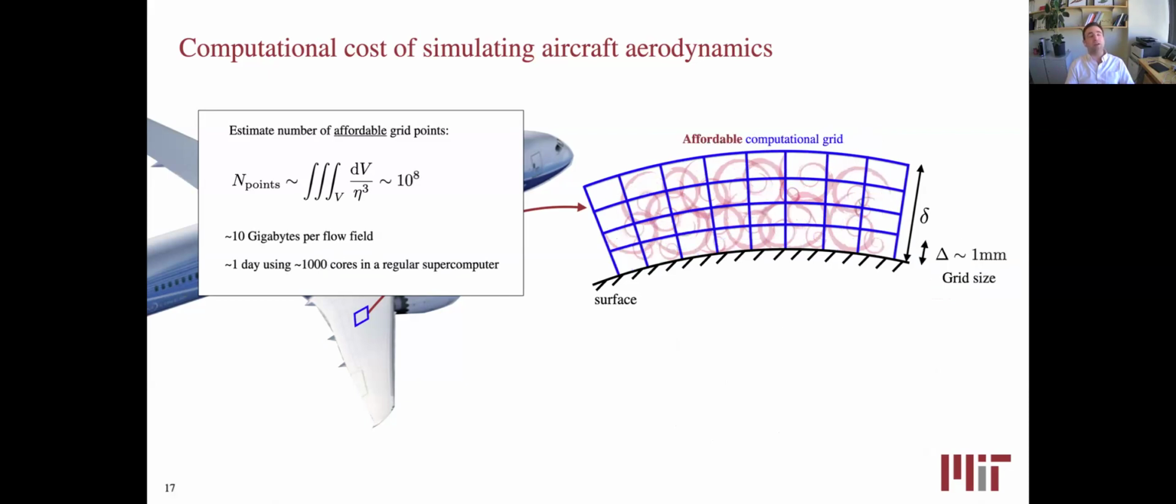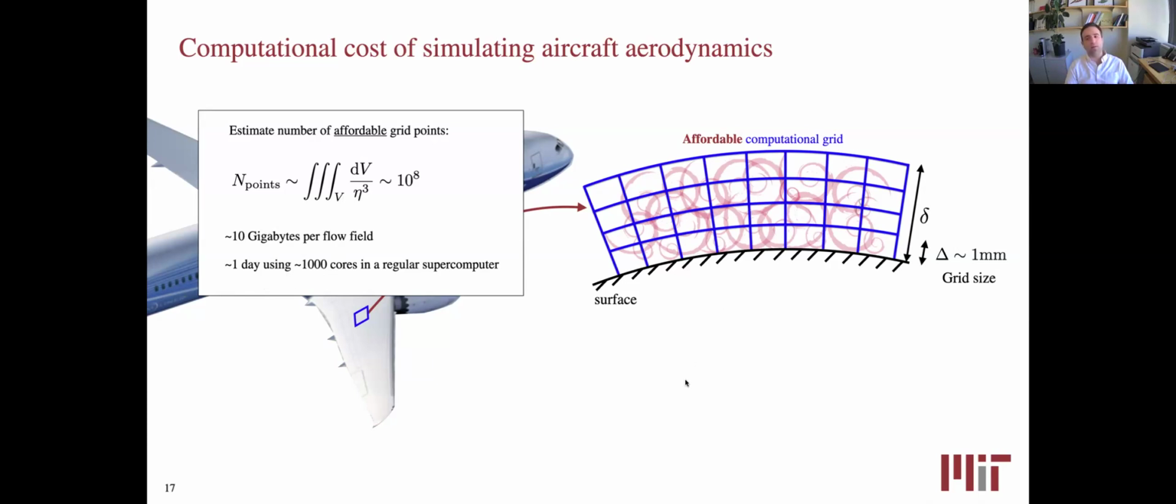The opposite way: imagine what can I afford? What I can afford is a grid on the order of millimeters. With a grid of the order of millimeters, I will need 10 to the 8 points, which is 100 million points. Any quantity I want to save on my hard drive, for example the density, will be 10 gigabytes. That's okay. And the supercomputer doesn't need to be very large, just 1,000 CPUs. It will take 1 day or maybe a couple of days to solve this problem.